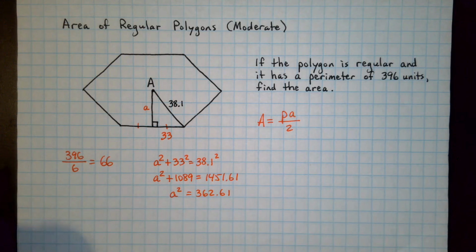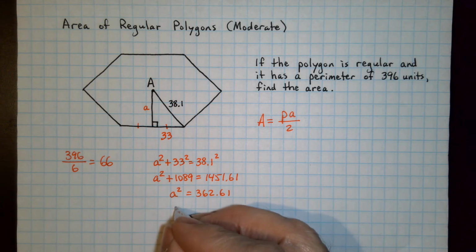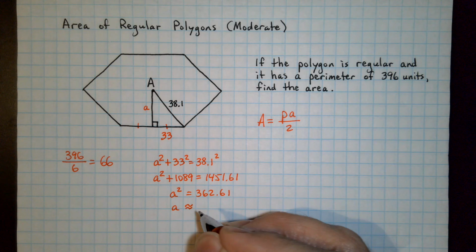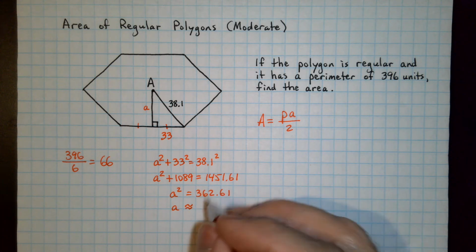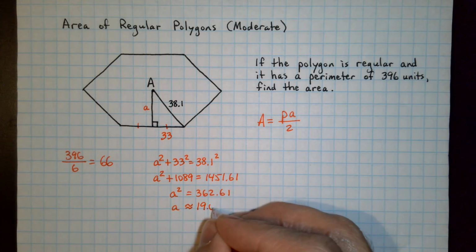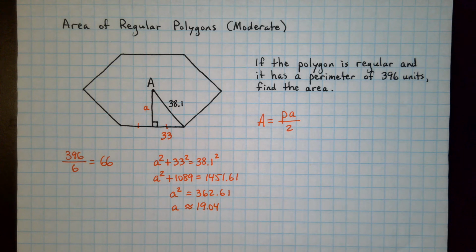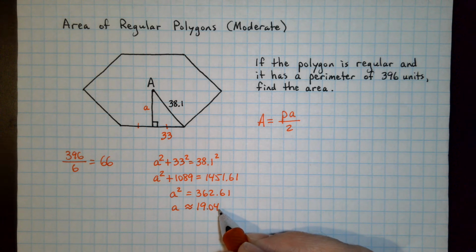If we subtract, and then take the square root, we get approximately 19.04. And I'm going to go out 2 places because I want to round my final answer to the tenths. So I'm going to carry this calculation out to the hundredths.